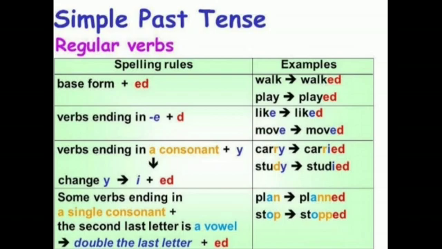Then verbs ending with a single consonant. Some verbs that end with a single consonant after a vowel, we have to double the last letter and then add ed. For example, plan, planned, P-L-A-N-N-E-D, or stop, stopped, S-T-O-P-P-E-D. In this way, we have to change some words in simple past tense.